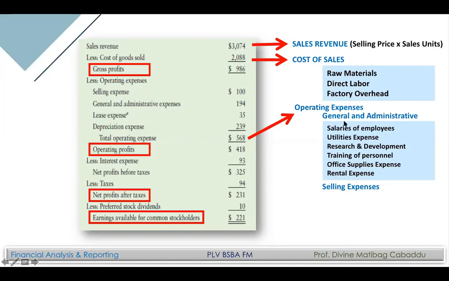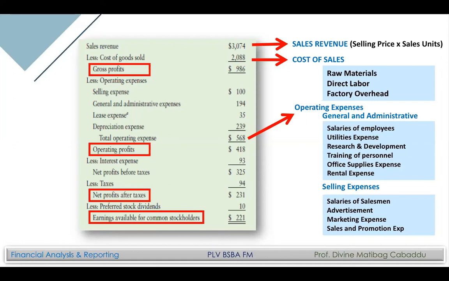What are the examples of general and administrative expenses? We have salaries of employees. We have utilities, research and development, training of personnel, office supplies, dues, so that's expense, rental expense, so those are examples. And selling expenses naman, these are expenses incurred, okay, to promote, advertise, market, ayan, the product, and even salaries of salesmen, yung mga nagbenta.